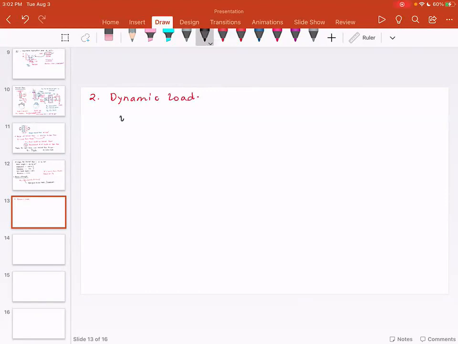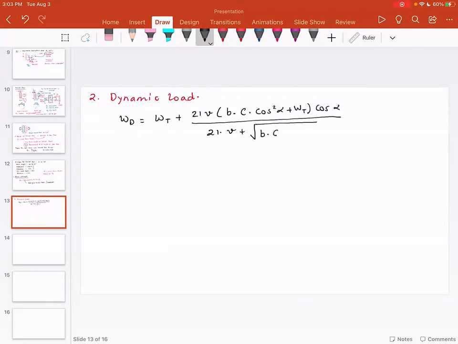Dynamic load is given as WD is equal to WT plus 21V, B, which is the face width, multiplied by C, multiplied by cosine square alpha plus WT cosine alpha, divided by 21V plus square root of V times C cosine square alpha plus WT.